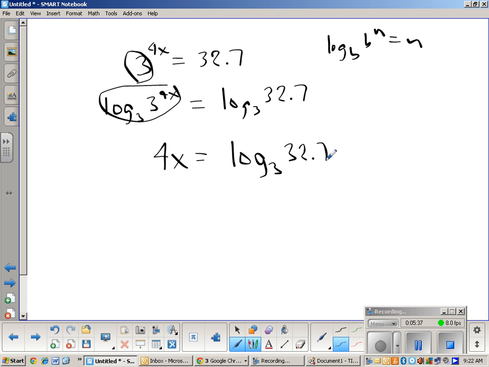Okay? And then I can divide both sides by 4. Goodness. It won't let me write very well with the recorder going. Alright?